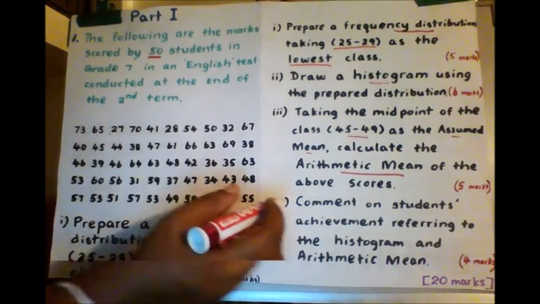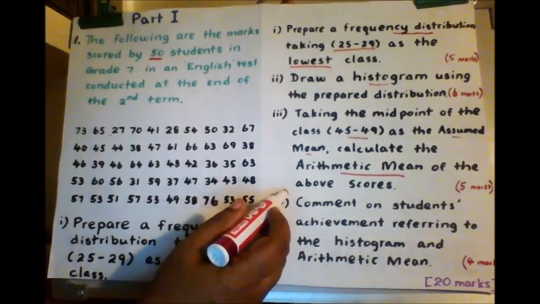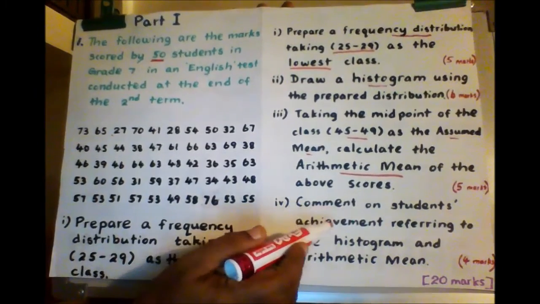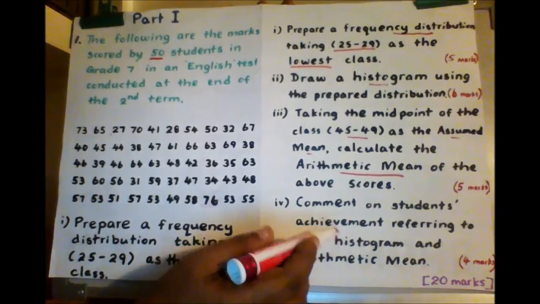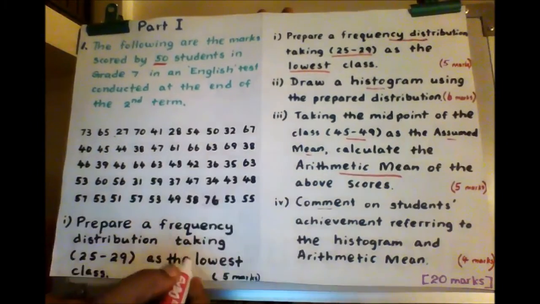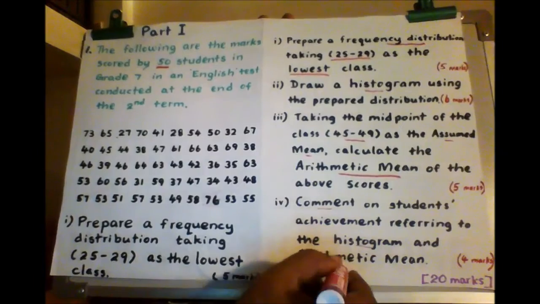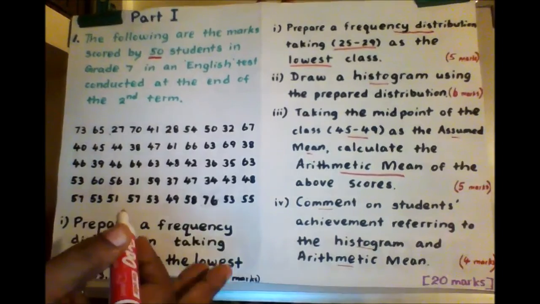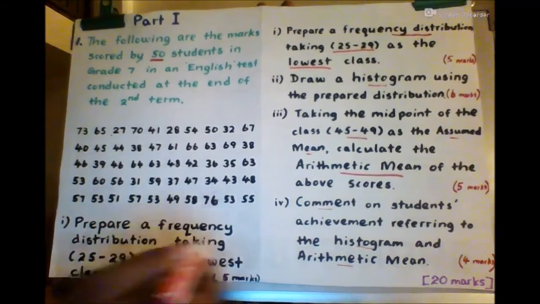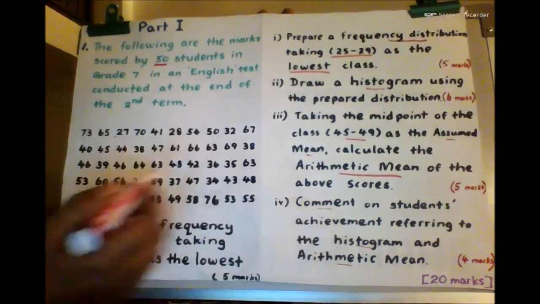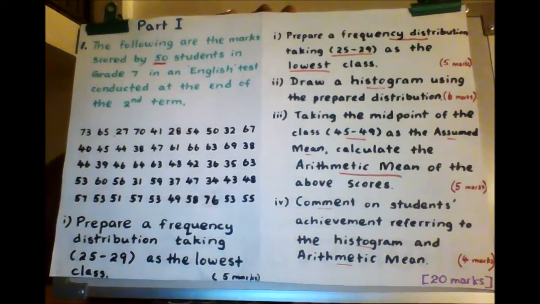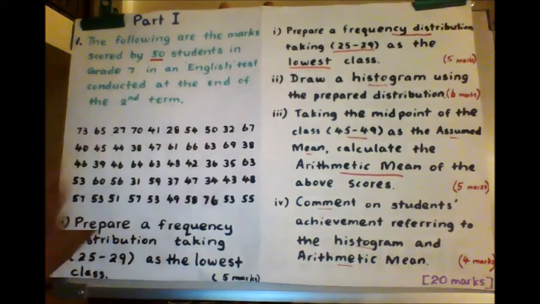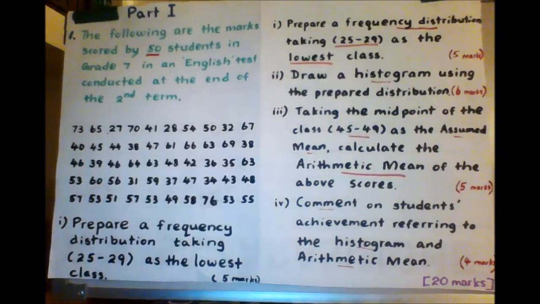Last one, if they have asked you to calculate the standard deviation, underline that also. Then comment on students' achievement referring to the histogram. So you have to comment by taking the histogram and the arithmetic mean. Both are important. If you just comment on one, then you will not score the full marks. You have to make use of these two in your interpretation. Okay. So today we are going to answer this question: how to prepare a frequency distribution.